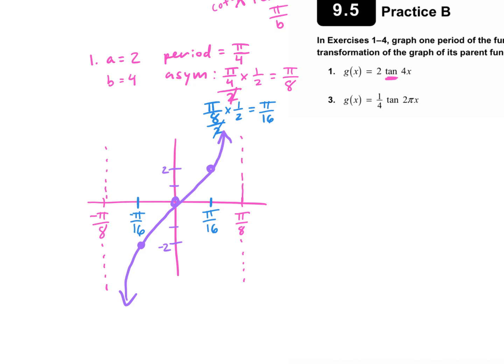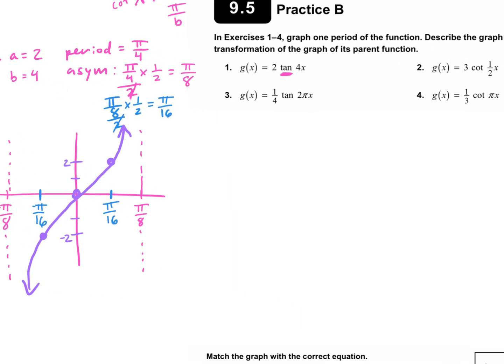All right, let's take a look at number 3. We're going to do the other tangent one before we go to cotangent. So what's our A?